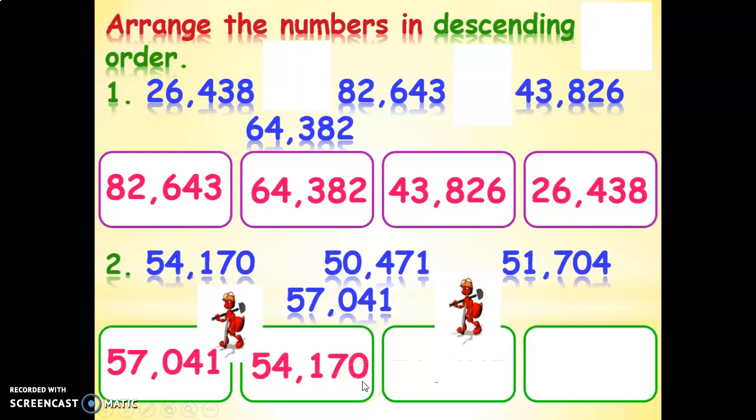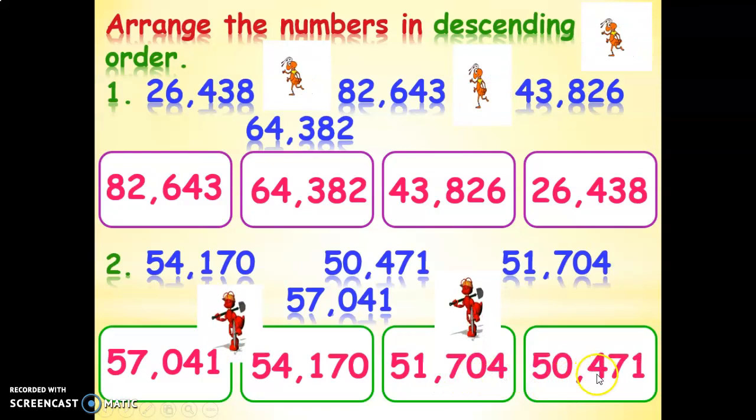This is followed by 54,170. The third number should be 51,704. And the smallest number is now 50,471. So those are all the correct answers. I hope that you got all of them right. We will end our lesson here, and you can continue watching the video for answering your workbook.